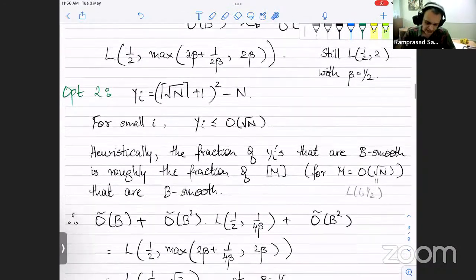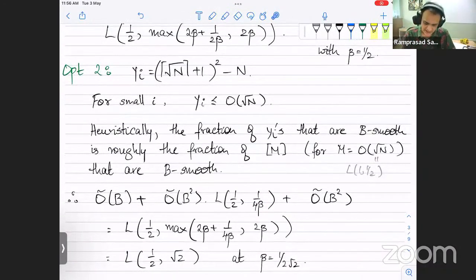Okay. And now you can apply your optimization, etc. And now the optimization actually happens at beta being 1 by 2 root 2 or something. And you get L half comma root 2, which is better than L half comma 2.